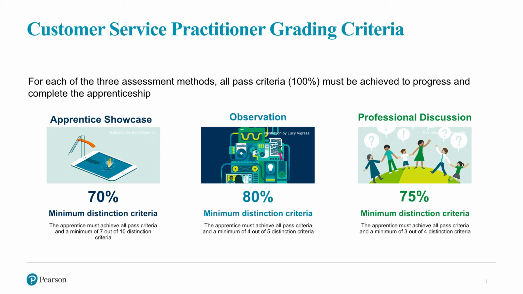And then using that pattern on the next couple, the observation, it's 80%. So there's 5 distinction criteria in the observation phase. So the apprentice has to hit a minimum of 4 of those. And then moving on to the professional discussion, it's 75% of the minimum distinction criteria in relation to the professional discussion. So 3 out of 4. So it's quite an intensive endpoint assessment with a lot of pass criteria and a significant volume of distinction criteria.